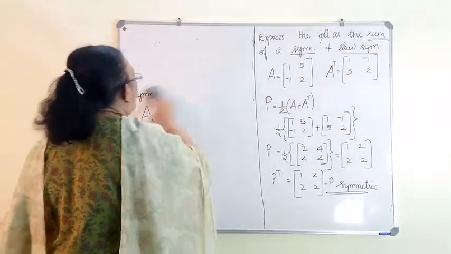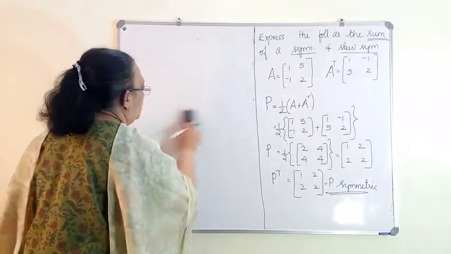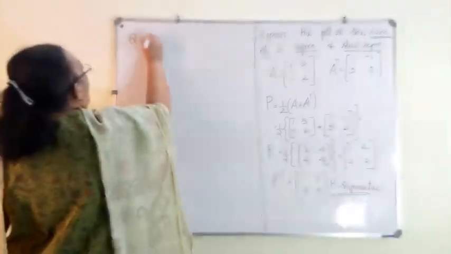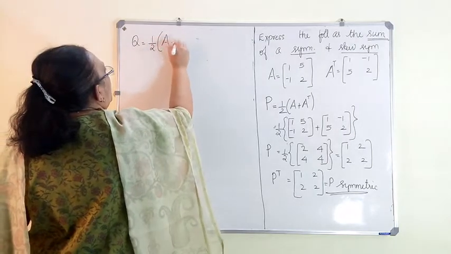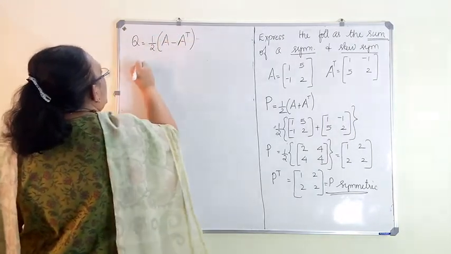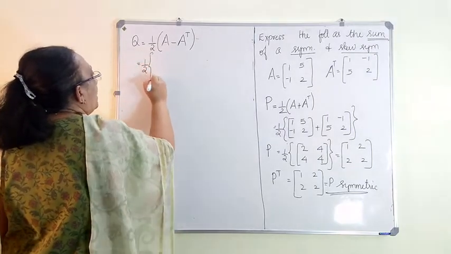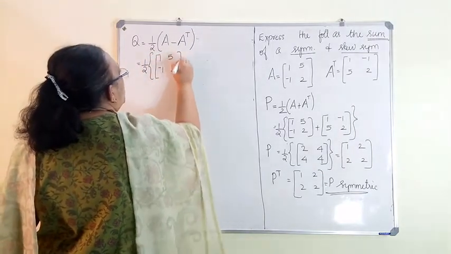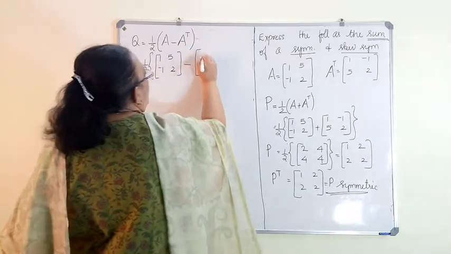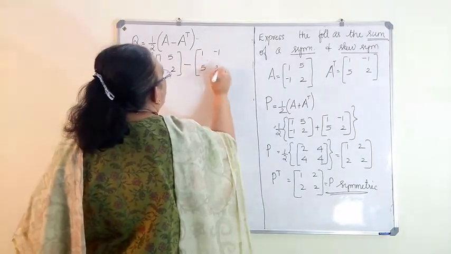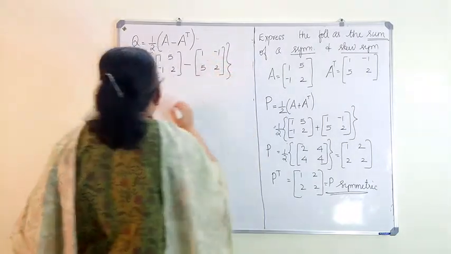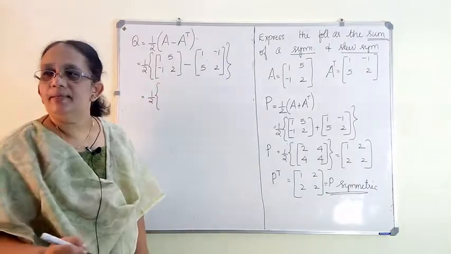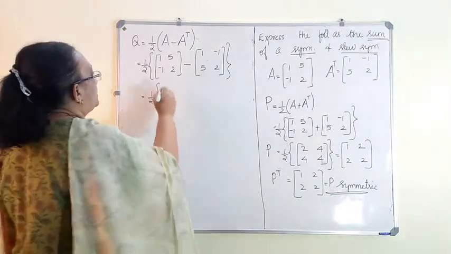So, now we are coming to the point. Let us take Q. Q is equal to half of A minus A transpose, equal to half of curly brackets. What is A? 1, 5, minus 1, 2 minus A transpose, 1, minus 1, 5, 2. Equal to half of, how do you subtract? Subtract the corresponding elements.